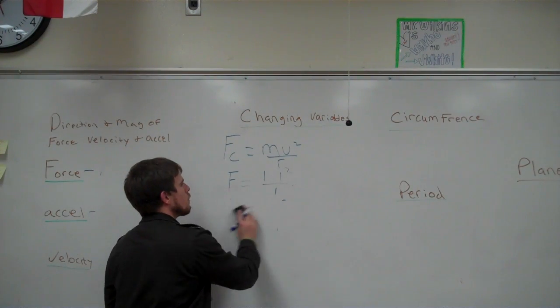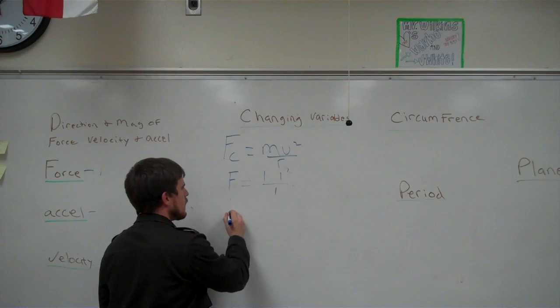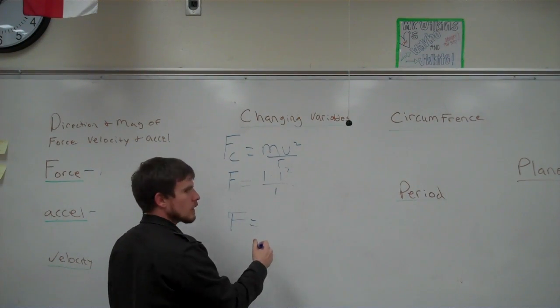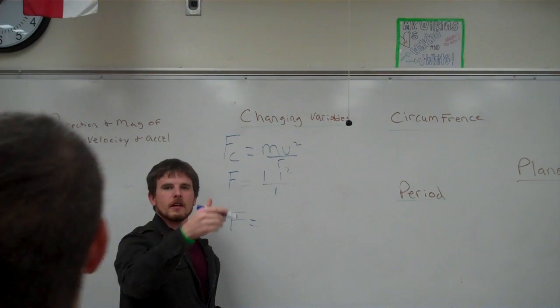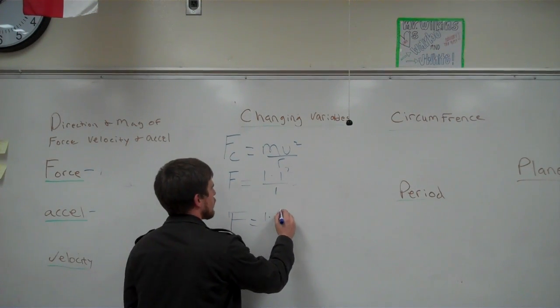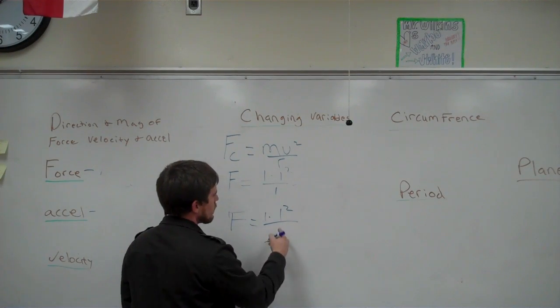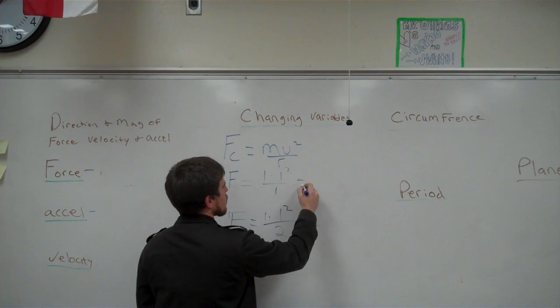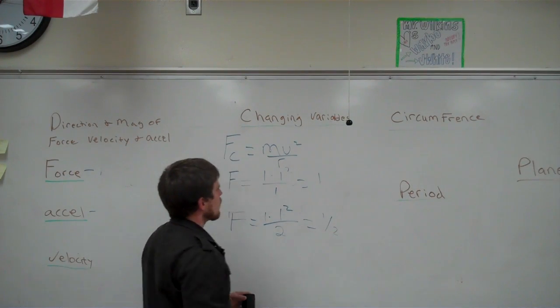How about if I double the bottom, right? If I double the radius, the distance, then this becomes half, right? So instead of 1, I get a half.